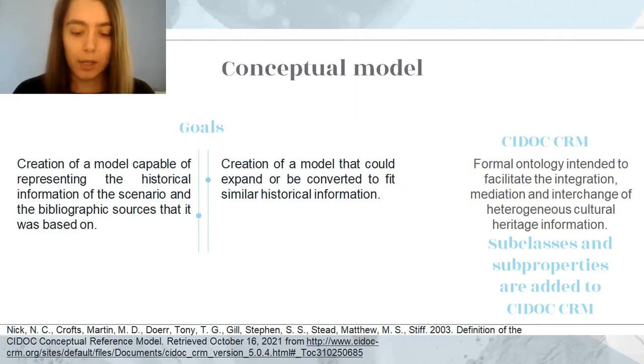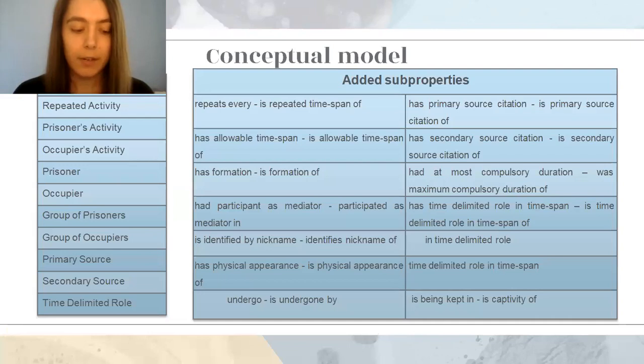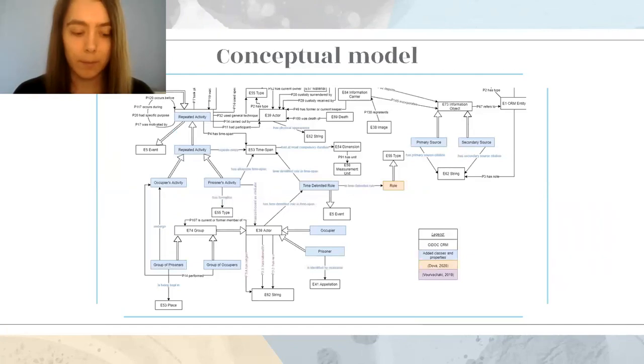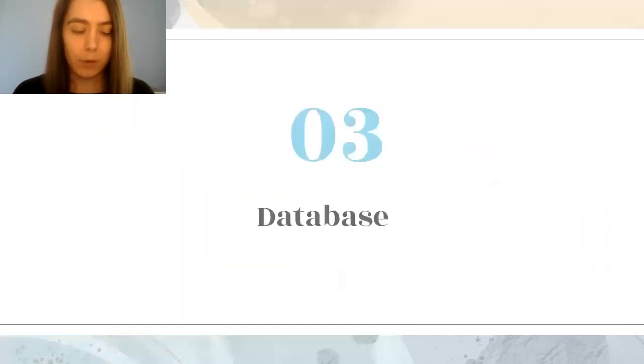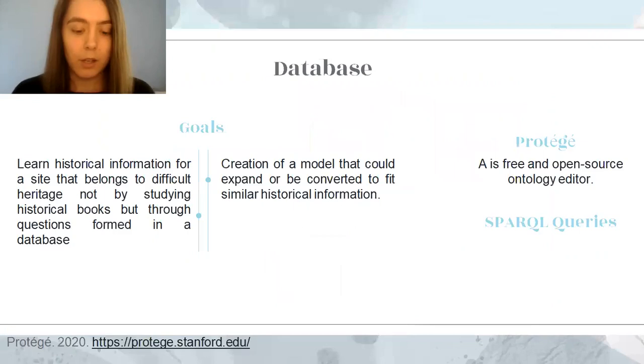During this process, in order to highlight historical information found in the scenario and bibliography, new subclasses and subproperties were added to the CIDOC CRM ontology. Here we can see the added subclasses and subproperties and part of the conceptual model itself. The final step is the creation of the database, using Protégé and SPARQL queries for the retrieval of the historical information, a step that will be completed soon.